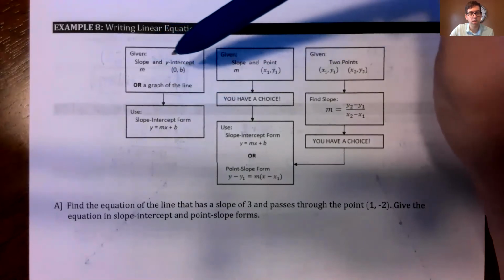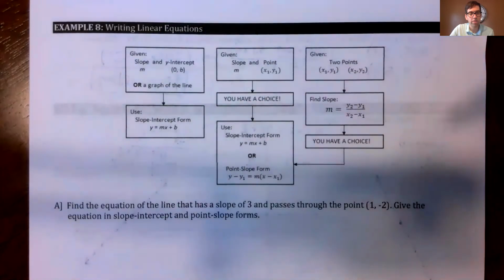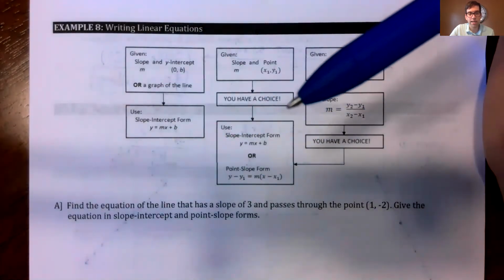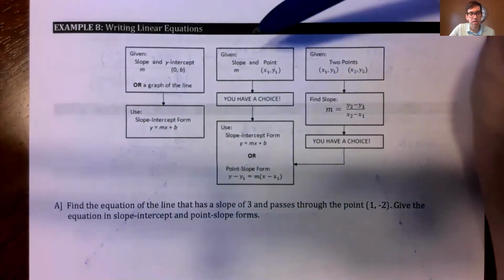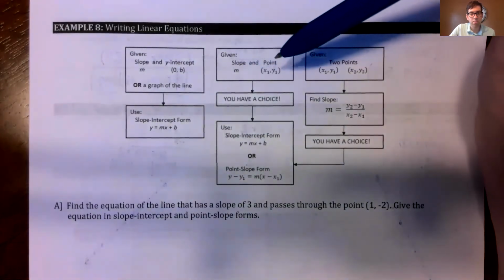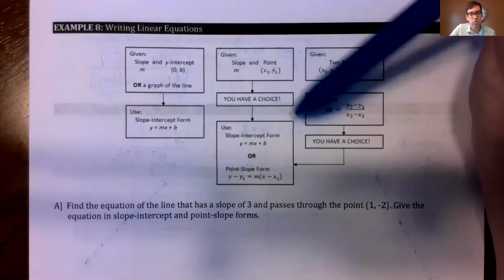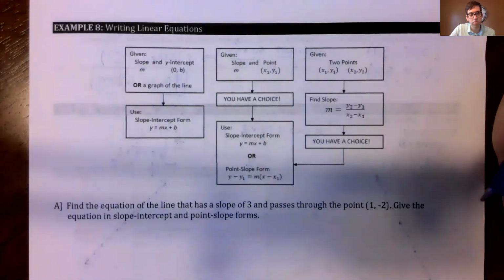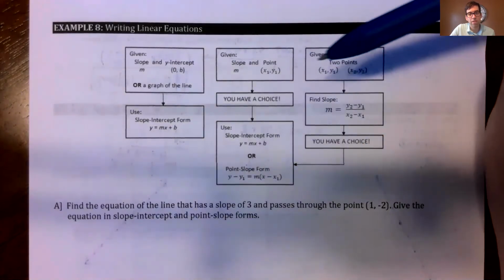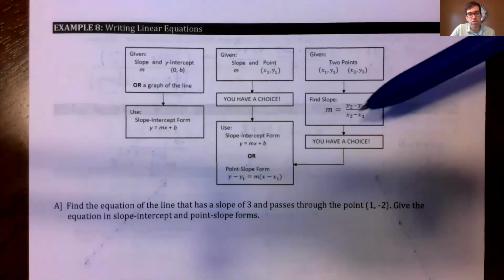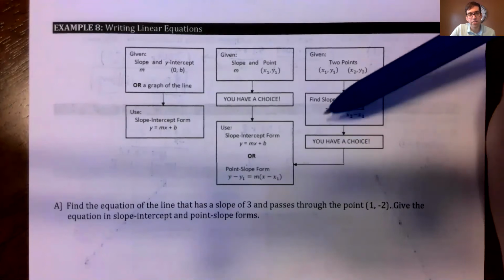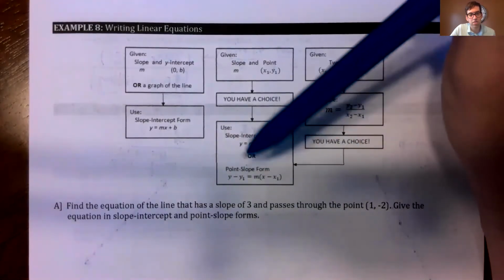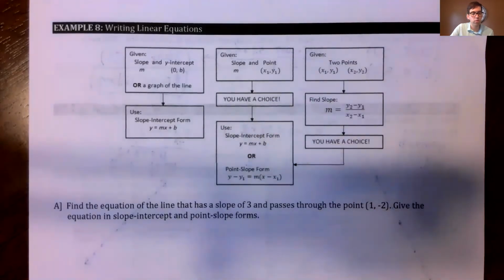If you're given a slope and a y-intercept, or you're given the graph of a line, you can use y equals mx plus b right away to write the equation of the line. If you're given a slope and a point, you have a choice. You can use y equals mx plus b, or you can use point slope form. We'll look at both. And if you're given 2 points, first you have to find the slope, and then you use the slope and pick a point, and you're basically back in column 2 here. So you can use slope intercept or point slope forms.